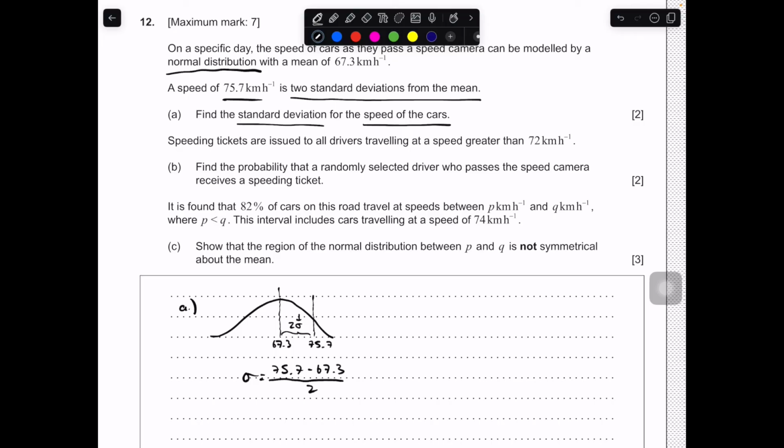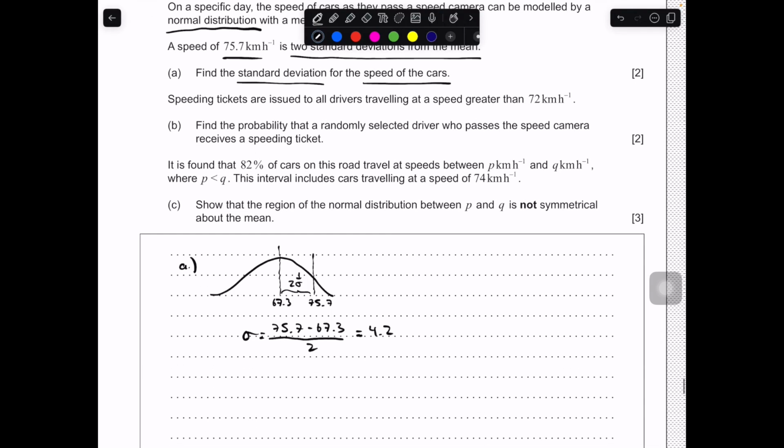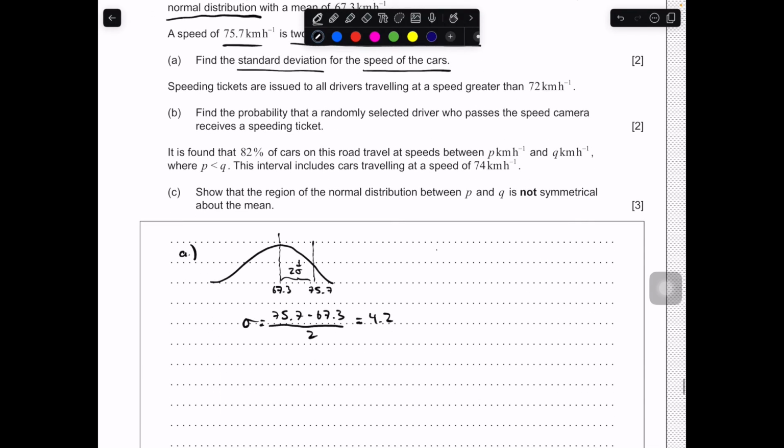So we know we're 2 standard deviations from the mean. What is 1 standard deviation? 75.7 minus 67.3 divided by 2. This is going to give us 4.2. And that's what 1 standard deviation is. Okay.